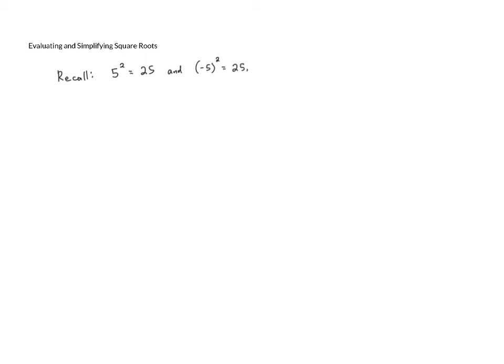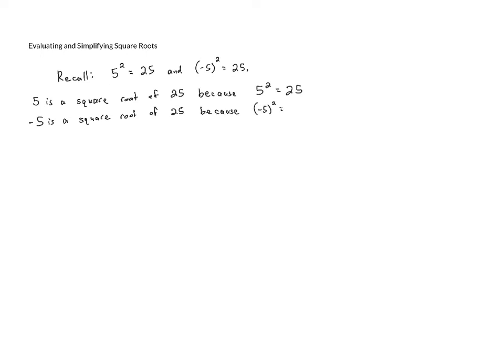So we can say the following. 5 is a square root of 25 because 5 squared equals 25. And also -5 is a square root of 25 because -5 squared also equals 25.